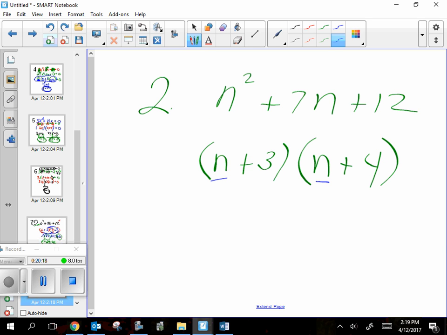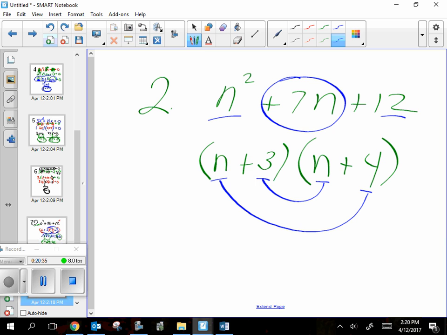N times n makes n squared, right? 3 times 4 makes 12. Then the only thing we have to check is the middle ones, the n's. That's the 3n and the 4n. Do you get how they make 7n?